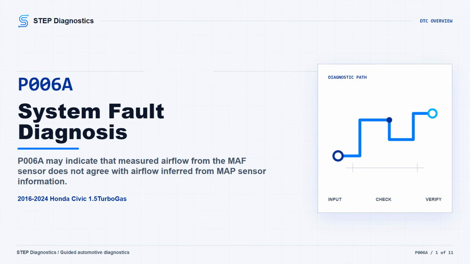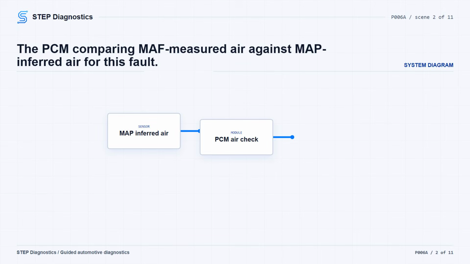On this Civic 1.5 Turbo, P006A is an airflow correlation fault. In plain terms, the PCM may be seeing a mismatch between the airflow measured by the MAF sensor and the airflow it expects from the MAP sensor signal. The vehicle may run normally at times, or it can show drivability complaints like hesitation, unstable idle, or reduced response.